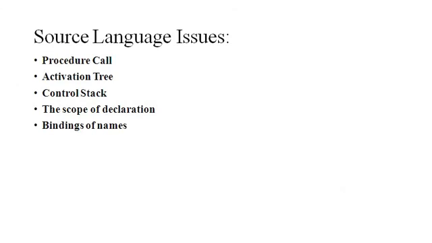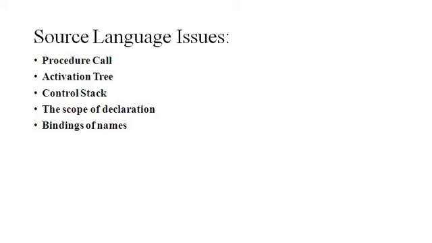So, source language issues. There are a total of 5 source language issues. First is procedure call, second is activation tree, third is control stack, fourth is the scope of declaration, and fifth is binding of names. Then what is done in a procedure call?